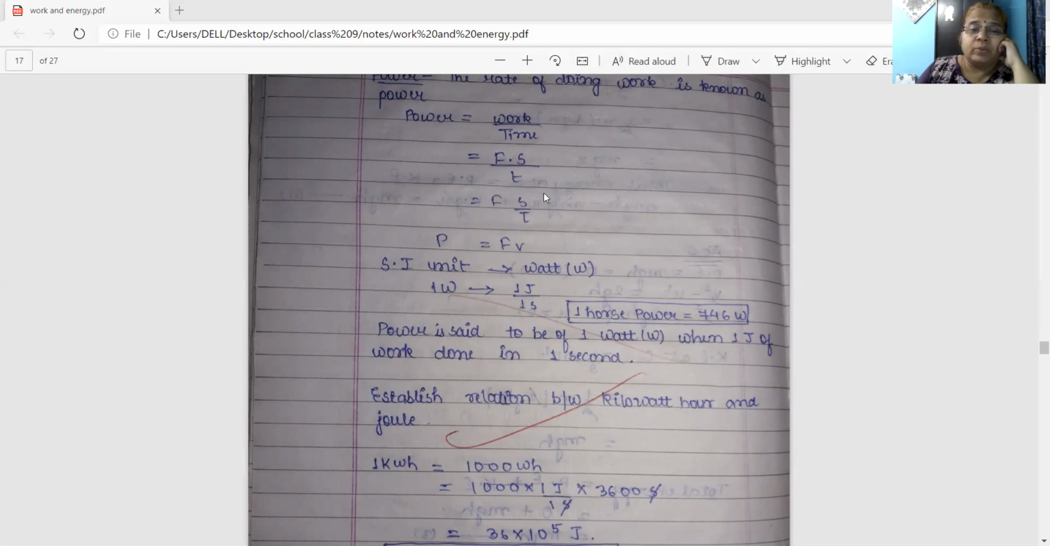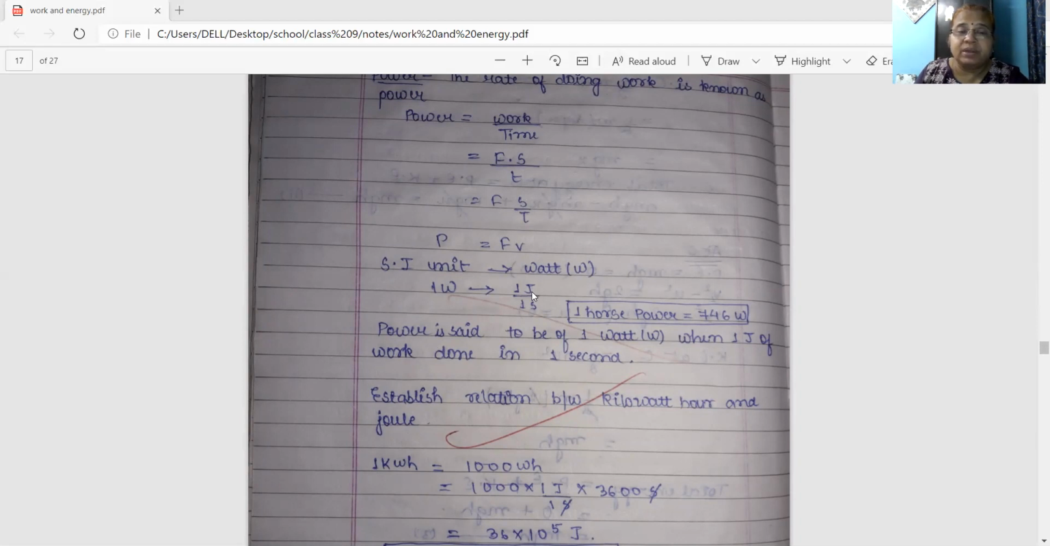You are getting two formulas in hand. Power equals work by time. Power equals force into displacement by time. Power equals force into velocity. SI unit of power is watt. How will you define 1 watt? When 1 joule of work is done in 1 second, power is said to be 1 watt.